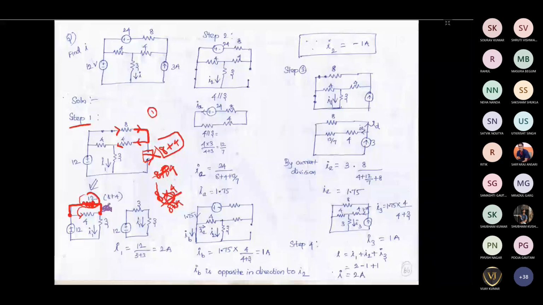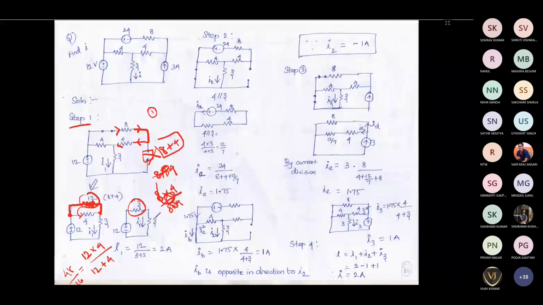So you can find the equivalent resistance using 12 into 4 divided by 12 plus 4, that is nothing but 48 divided by 16. So you will get 3 ohm. That 3 ohm is the equivalent resistance given here. Then 3 plus 3, both are in series, so this is 6 ohm, right?